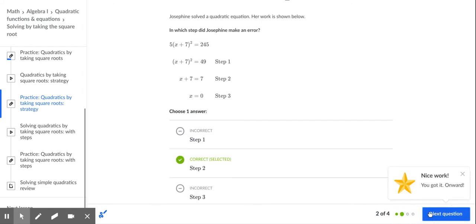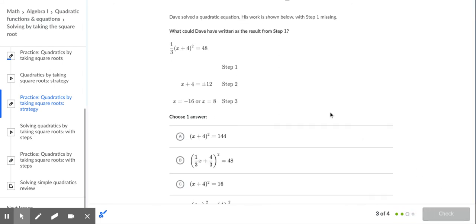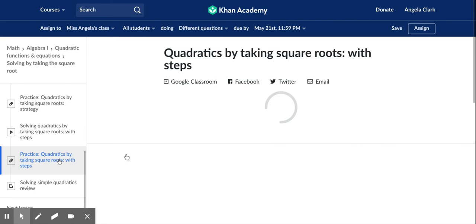Let's see. Okay, and then we're back to what should step 1 have been? What would go here, right? If you're solving this, what's the equation that would go here? All right, so let's go ahead and look at the next one.